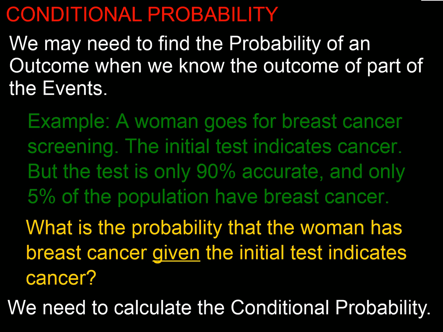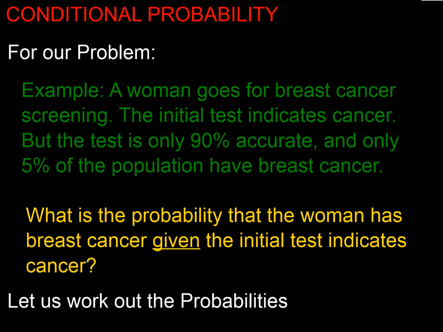Let's use this example. Women go for breast cancer screening in the UK in age groups. The initial test indicates cancer, but the test is only 90% accurate, and only 5% of the female population have breast cancer. So, the question is, what is the probability that the woman has breast cancer given that the initial test indicates cancer? So there's our piece of information, the indication of cancer, and that's our condition. It's given. That's why we call it a condition.